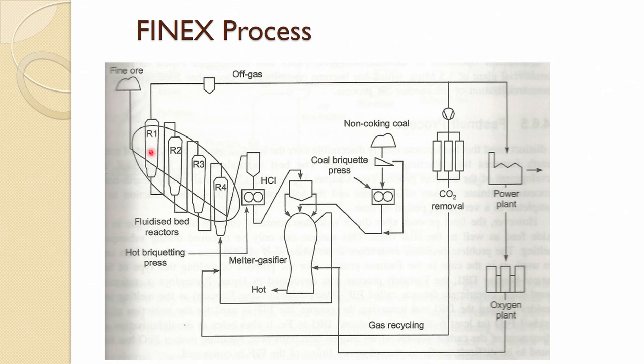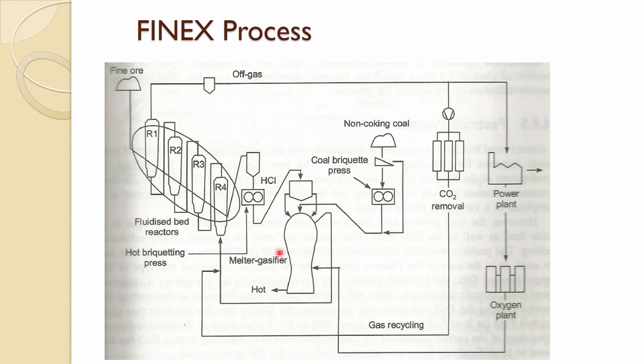iron ore. Now, because the iron ore is fine in nature, it has to be briquetted. It is difficult to put it in directly. So, hot briquetting is done. It goes through the hot briquetting machine, and these hot briquettes are fed into the melter gasifier, and this is similar to the COREX process.